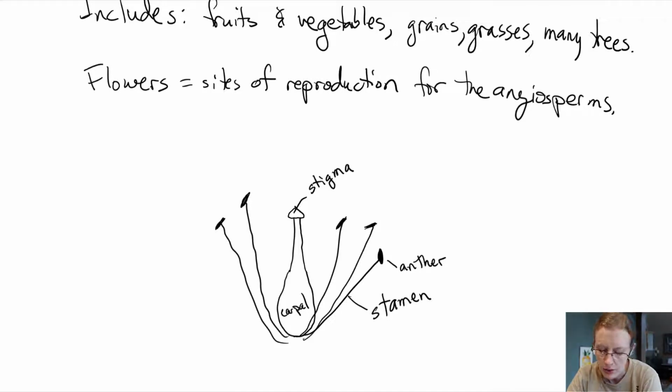And in order for fertilization to take place, the pollen from the anther just needs to make it over to the stigma. And then from there, a tube will grow down into this structure, and the fertilized egg is going to mature right there, and it's going to end up producing a seed.